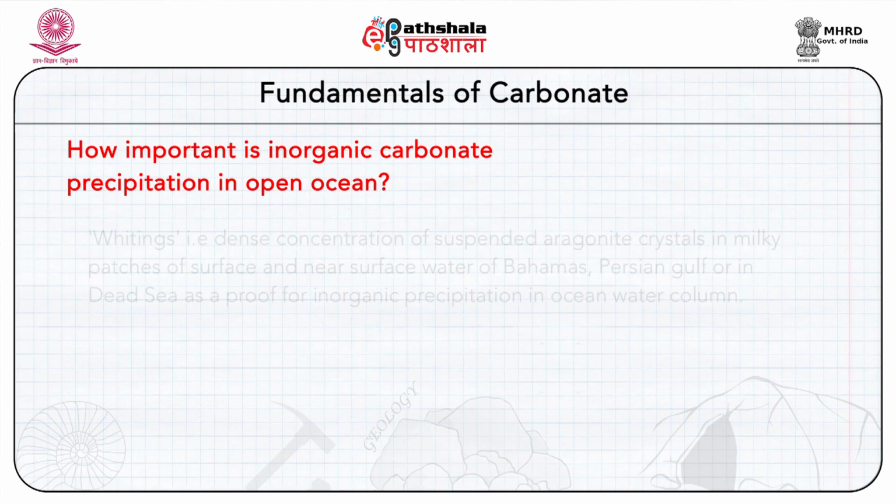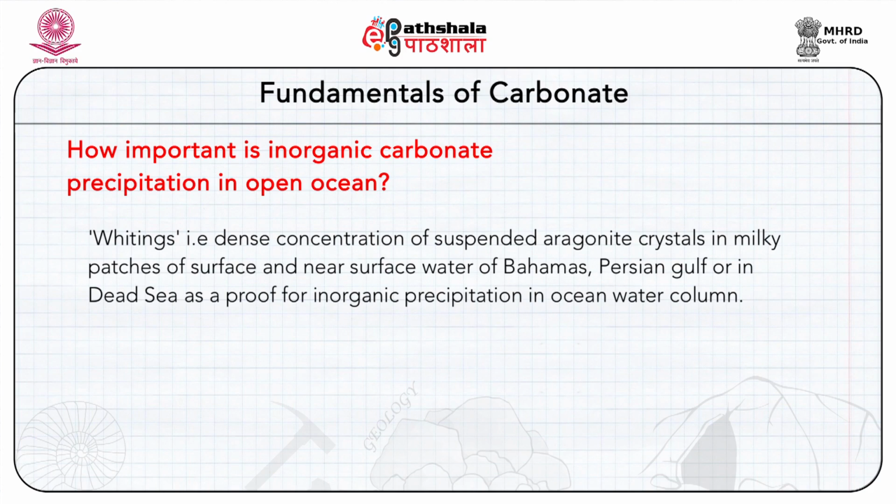Questions were raised about the role of carbon dioxide loss as a major driver for carbonate precipitation in open marine conditions. Supporters of the inorganic precipitation theory cited the formation of whitings, that is, dense concentrations of suspended aragonite crystals in milky patches of surface and near-surface water of the Bahamas, Persian Gulf or in the Dead Sea, as proof for inorganic precipitation in the ocean water column.